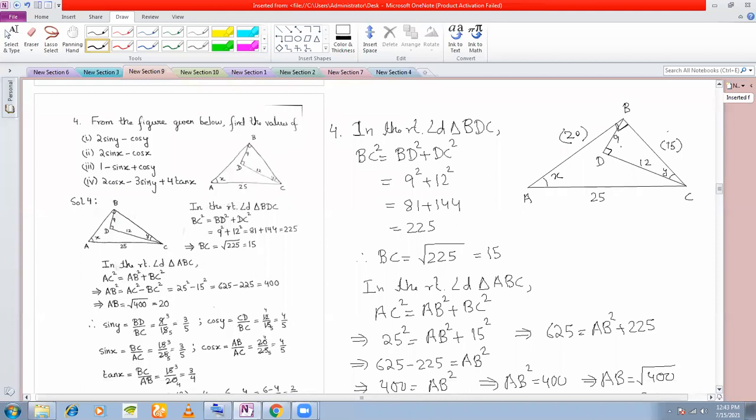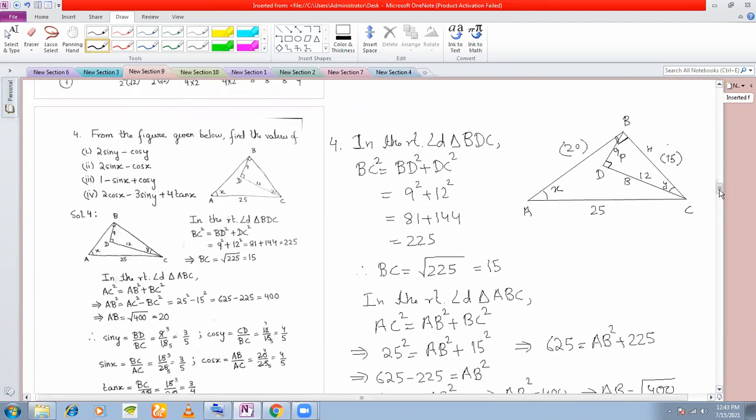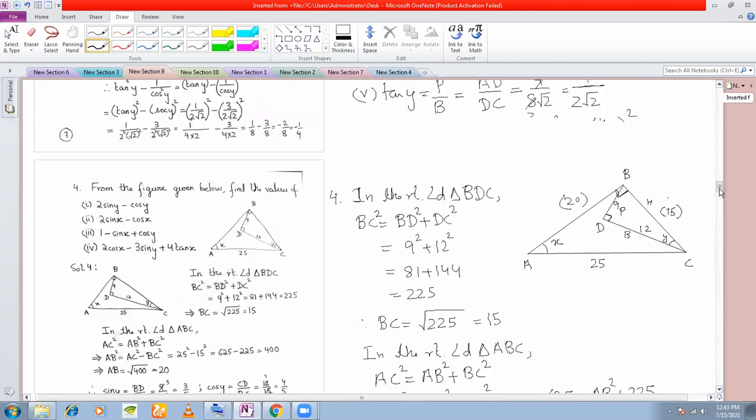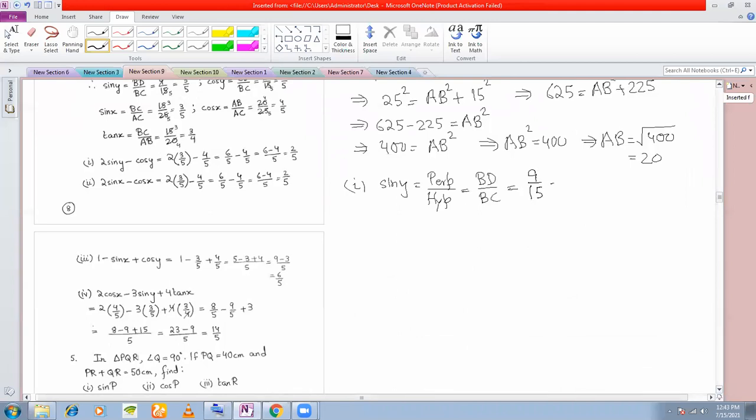If you see y is here, that means this must be our perpendicular, right? This is the hypotenuse. That means this must be our base. So therefore, sine y is equal to perpendicular by hypotenuse. That means 9 by 15. Sine y is equal to perpendicular by hypotenuse, and perpendicular here is BD, hypotenuse is BC. BD by BC. And length of BD here is 9. 15 is the hypotenuse. So 9 by 15, which is 3 by 5. So sine y is 3 by 5.